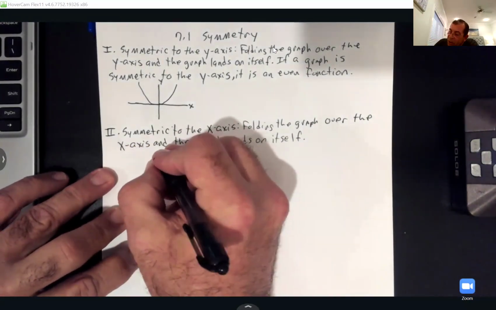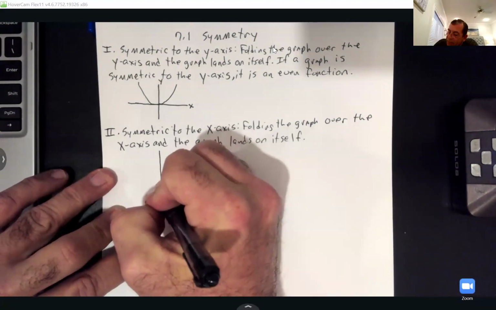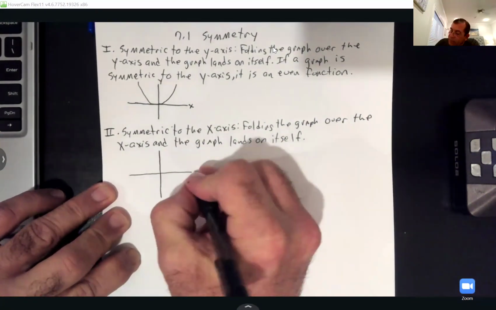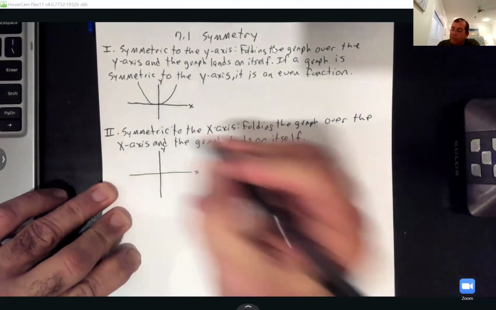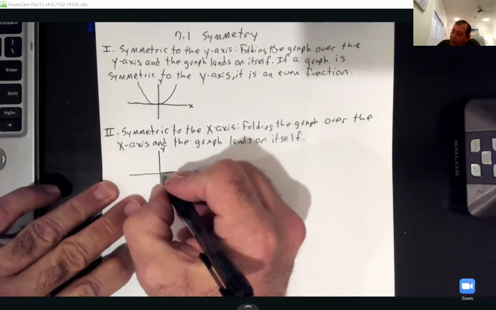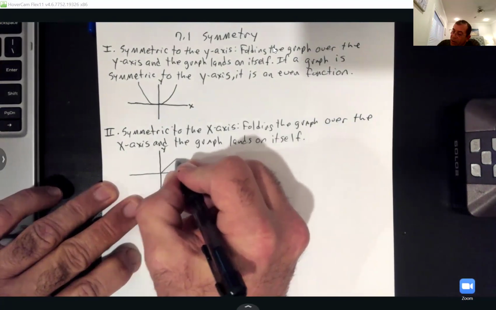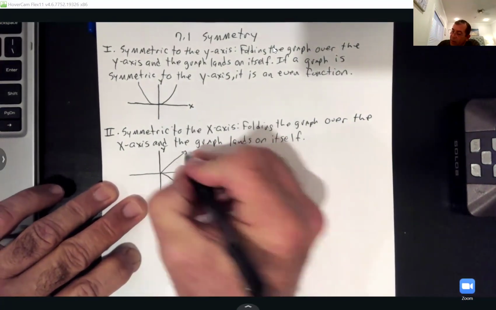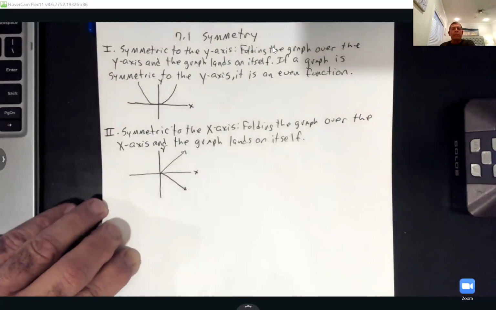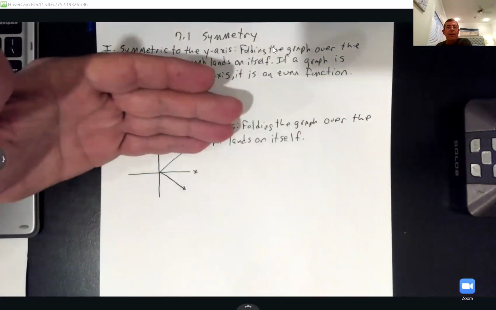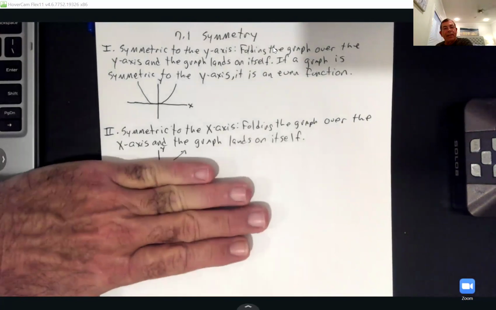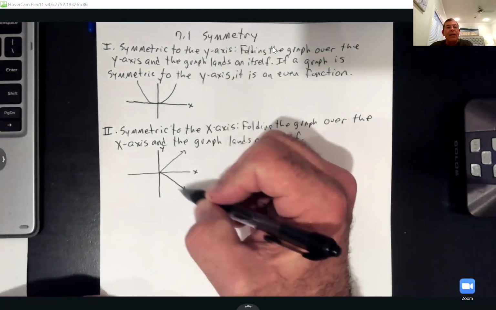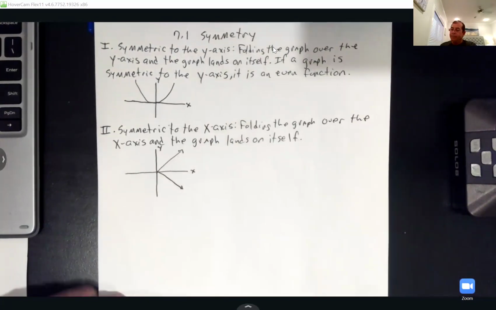So let me show you an example of that. So I could have a function that sort of goes sideways. But notice if I took this graph and I folded it over that x-axis, this top part right here will land exactly on that bottom part.